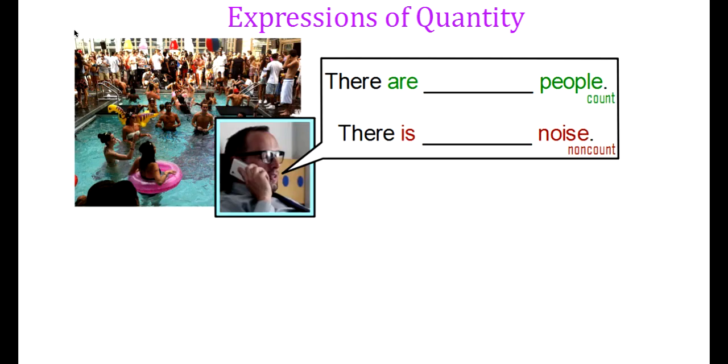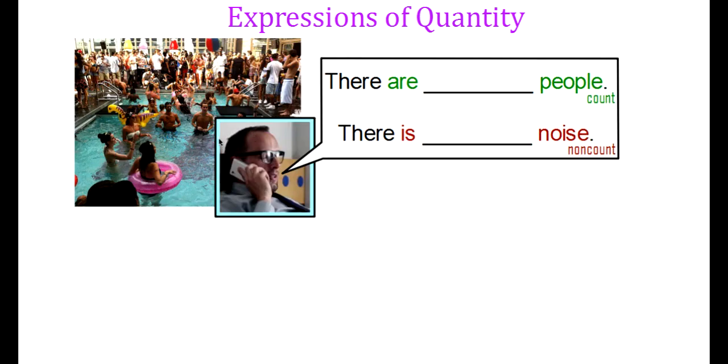Okay, let's look at the grammar. Remember we're talking about expressions of quantity. So we're going to look back at some of the things that Jeremy and the clerk said and identify these expressions.